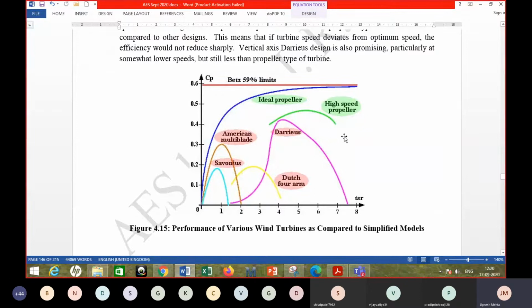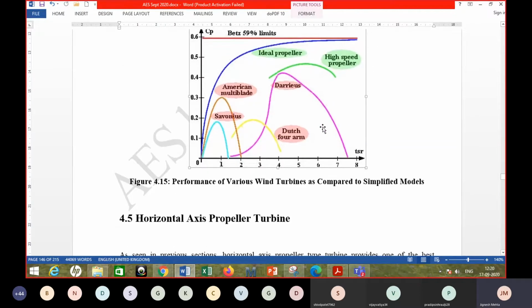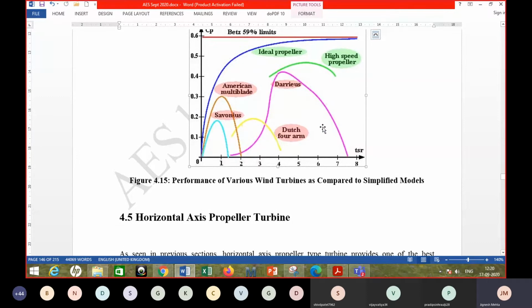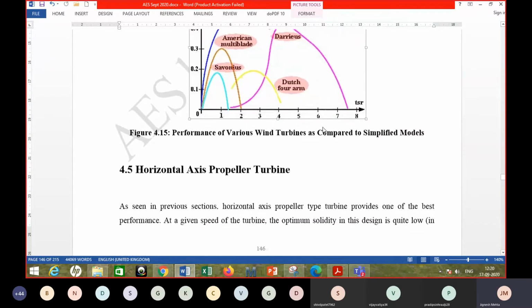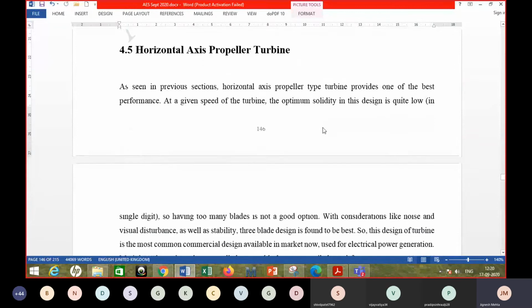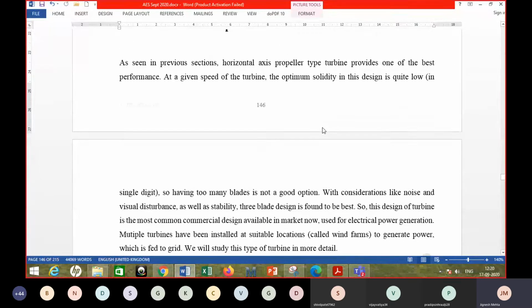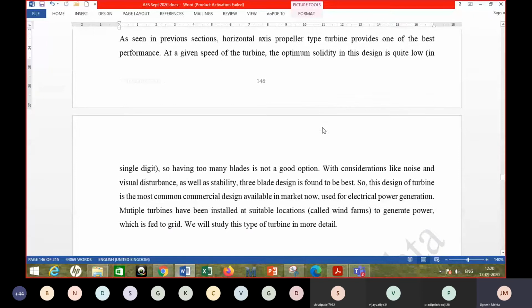And even in that horizontal axis propeller type of design, the three-bladed design is the most common. So now we will mainly focus on that design and discuss various components of it. Normally 3 blades are used. There is an optimum solidity, right? The solidity has been defined: that is the area occupied by the blades to the total cross-sectional area, the frontal area. So that is solidity.